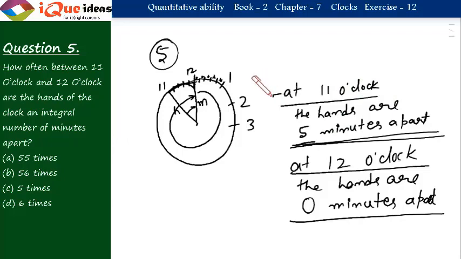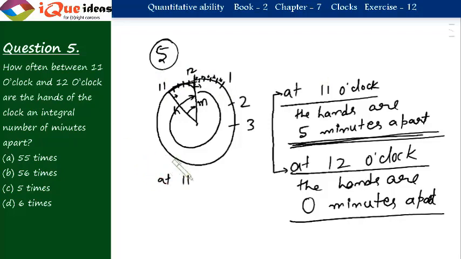Now, what happens between 11 and 12? That is what the question is asking. Initially at 11 o'clock, the distance between them was 5 minutes. The moment we move ahead of 11 o'clock, the minute hand will move like this, the hour hand will move like this. But the minute hand is faster, the hour hand is slower.